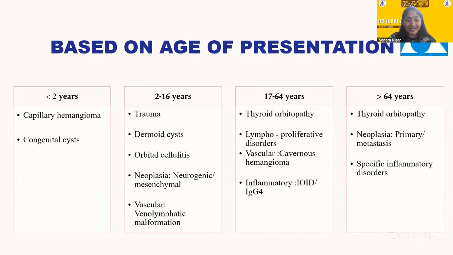Between 2 years to 16 years, it can be based on the history, whether there was any associated trauma, infection, any history of cold, cough, fever. You can have neoplastic lesions and neurogenic mesenchymal lesions. Vascular such as venolymphatic malformation with an acute bleed can present also between 2 to 16 years of age.